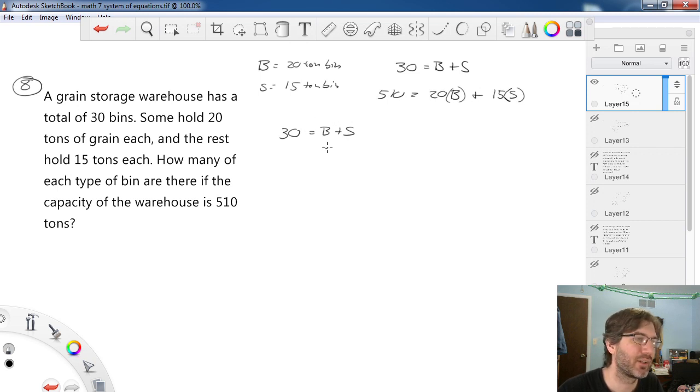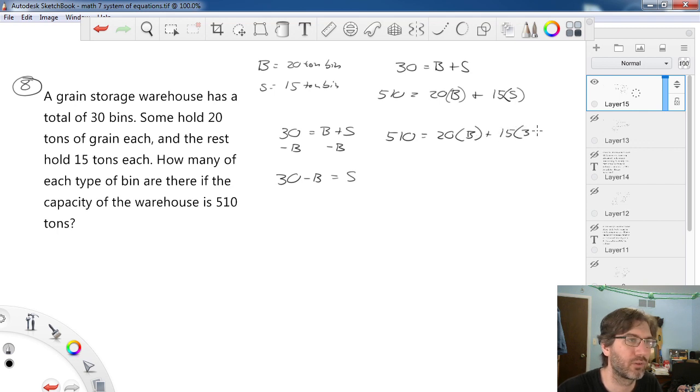So let's subtract b from both sides. Wait, no, that's what we did before. Let's subtract s. No, yeah, let's get rid of b. That's what we want to do. Let's get rid of b this time. So then it's going to be 30 minus b equals s. And then we're going to substitute in for s instead. So 510 equals 20 times b plus 15 times 30 minus b.